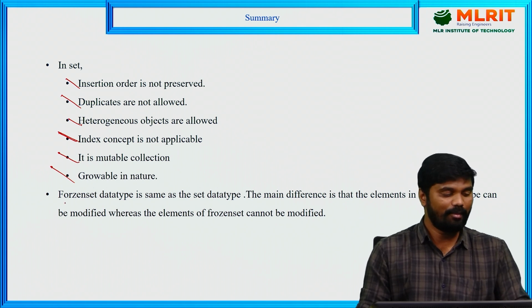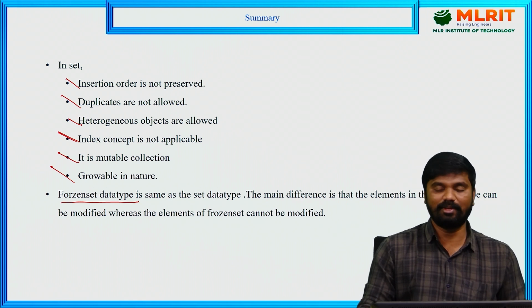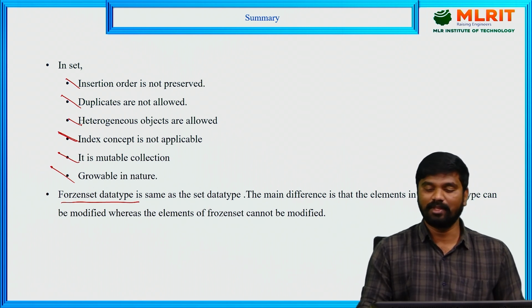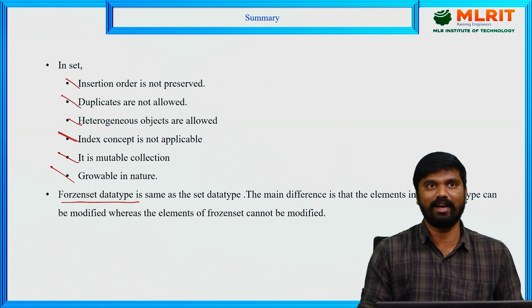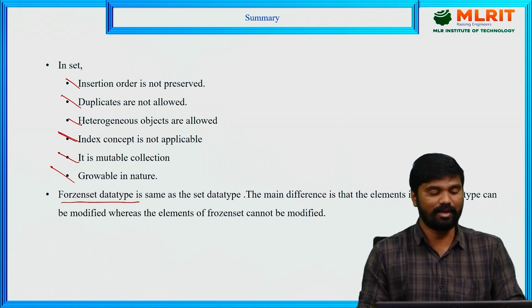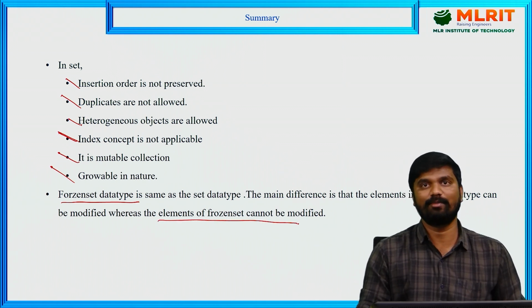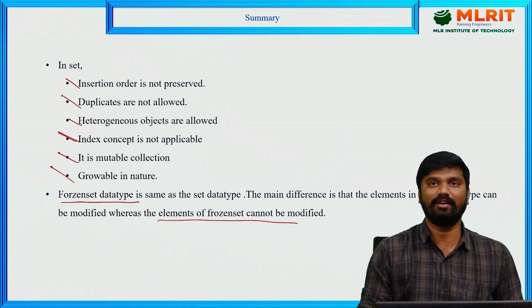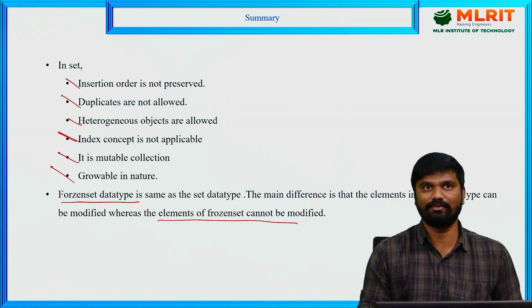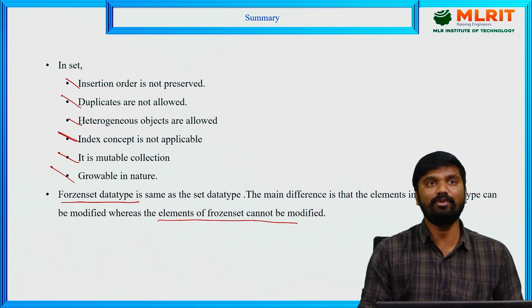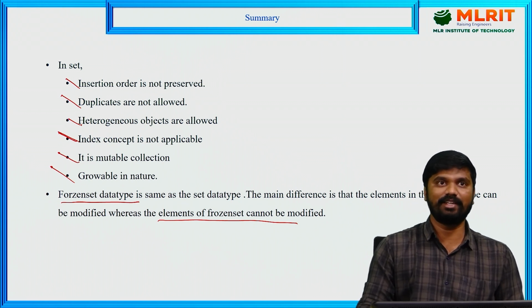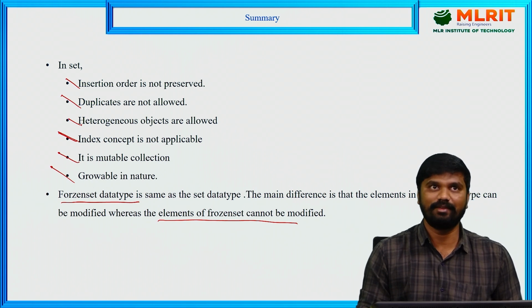Next, the frozenset data type is the same data type, but the difference is that the set data type can change its values, that means adding and removing elements, but elements of a frozenset cannot be modified. That means we cannot add or remove elements from the frozenset data type. So this is about Python data types. One more data type is the dictionary data type, which we'll discuss in the next discussion.